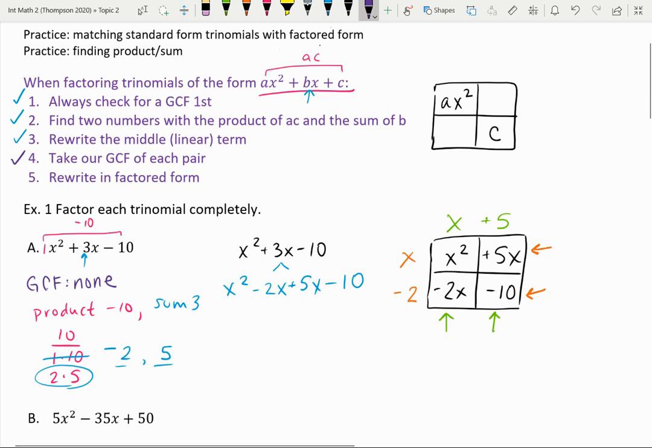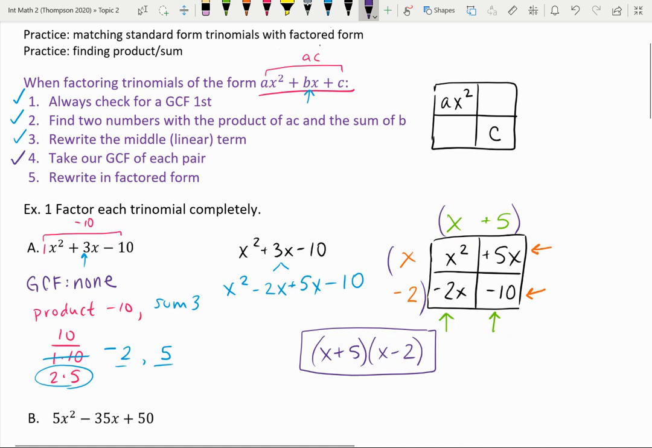What I've created here is I have two expressions kind of embedded in here. So I've got the x plus 5, which is one of my factors, and I've got the x minus 2, which is a factor. This product is an equivalent statement to my initial problem. So this is rewritten in factored form.